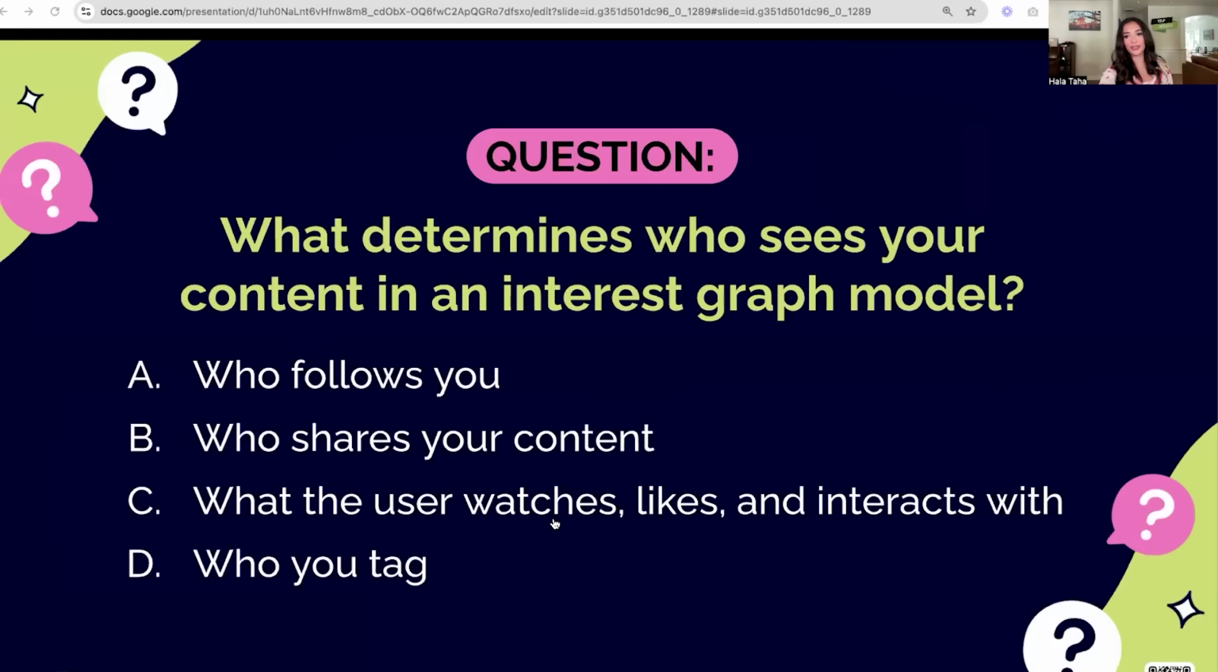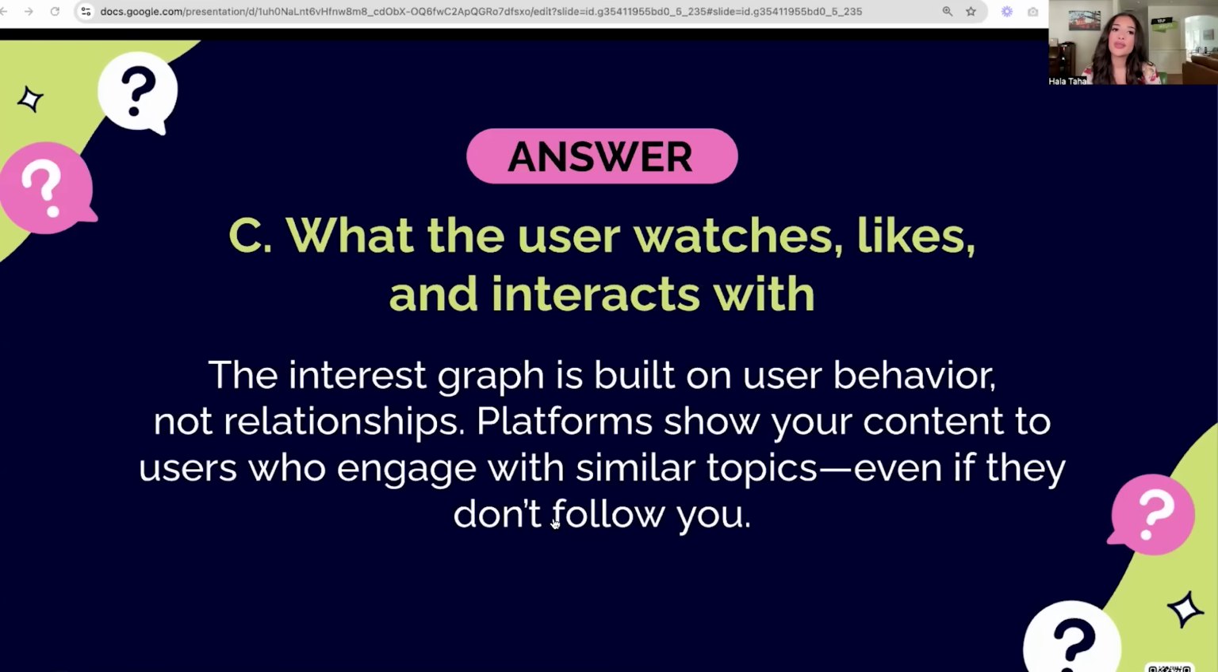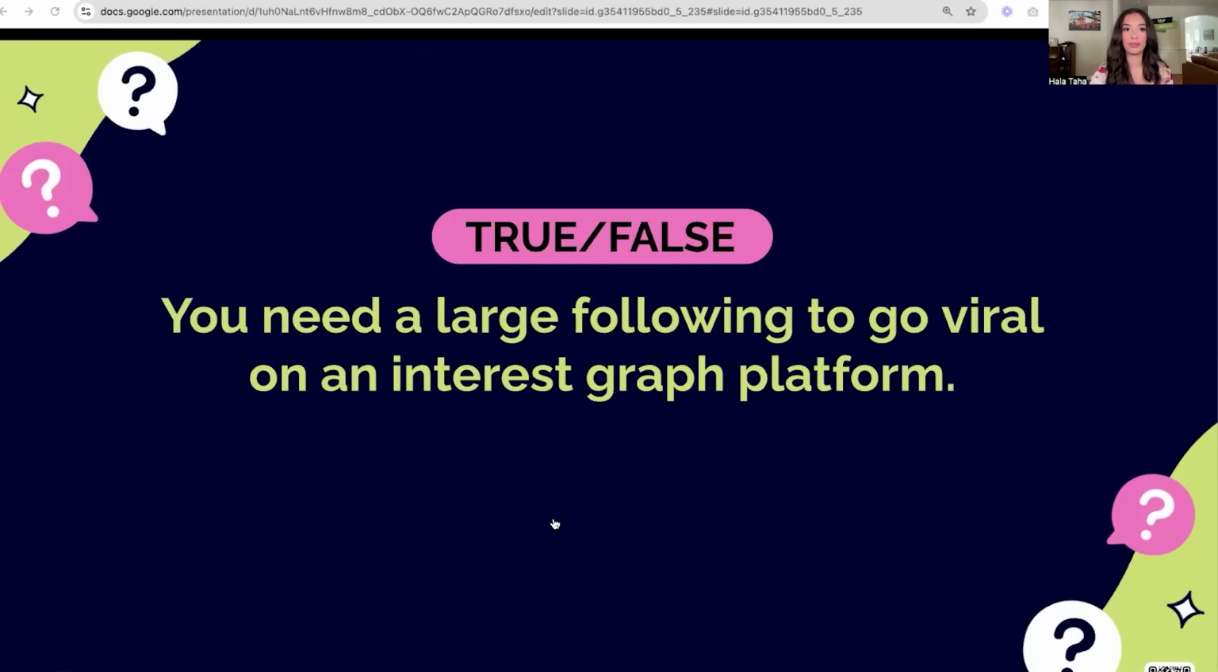Okay, we have a smart group here. What the user watches, likes, and interacts with. The interest graph is built on user behavior, not relationships. Platforms show your content to users who engage with similar topics, even if they don't follow you.